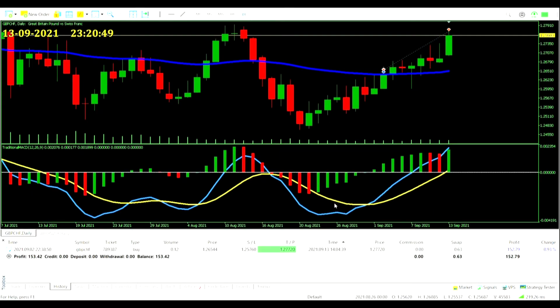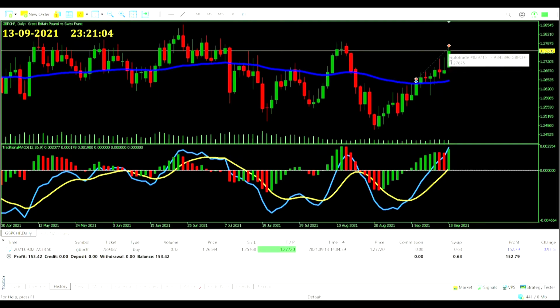Day 11, and we got a bit of good news and a bit of bad news. Let's start with the good news on the Great British Pound Swiss franc currency pair. Our take profit has triggered right up there, so we made $152.79 from that one, plus the 63 cents from the swap there. In the bag, trade over, and we were quite fortunate. This is right at the top, this take profit.